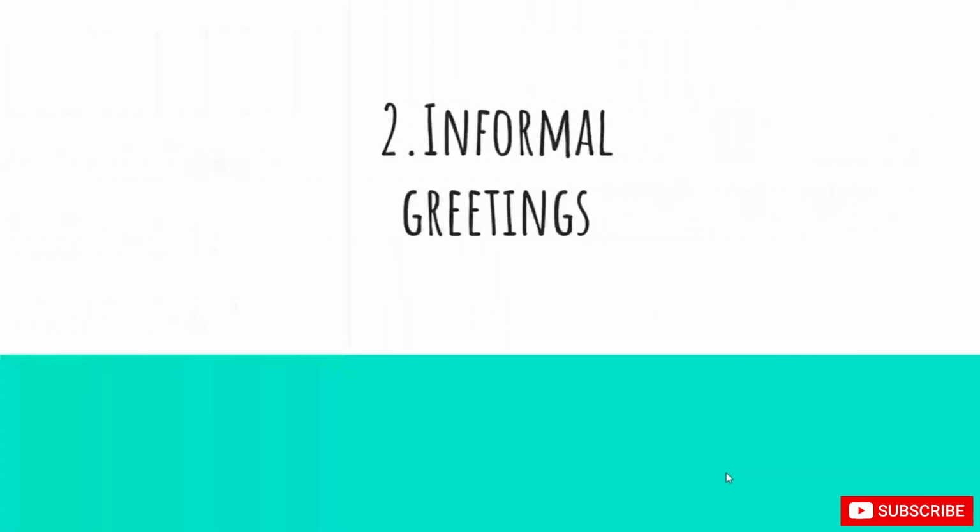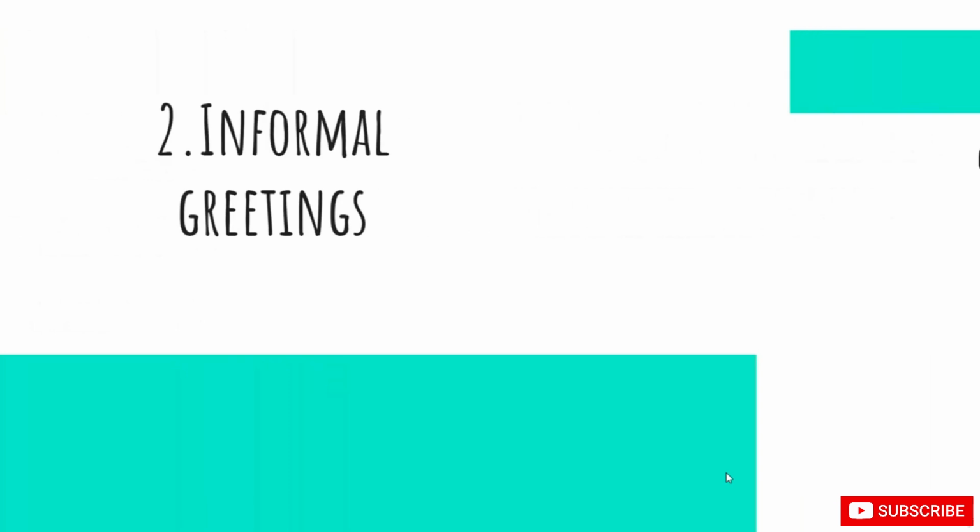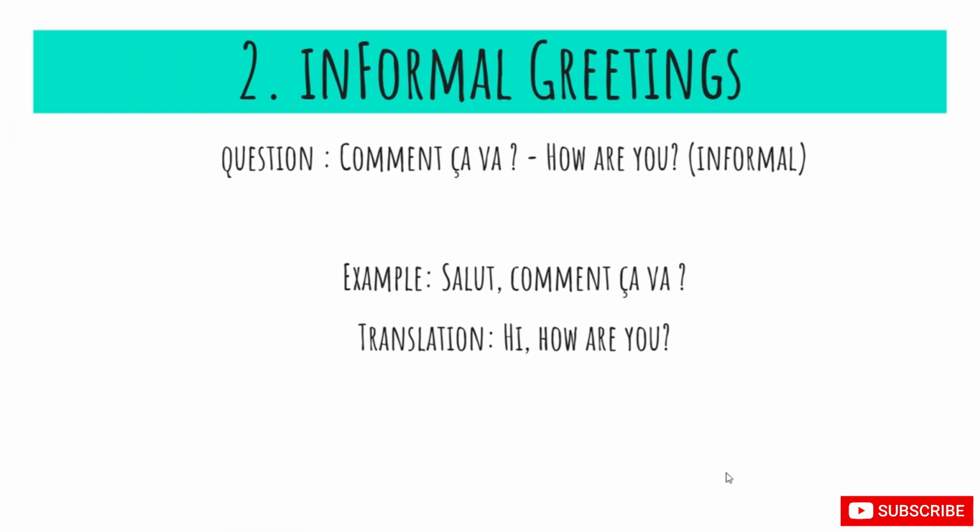Now let's dive into the informal greetings. The informal greetings are used in more casual and familiar situations, often among friends, family, or people of the same age group. Here are some common informal greetings in French. First example, comment ça va? How are you? Salut, comment ça va? Hi, how are you?